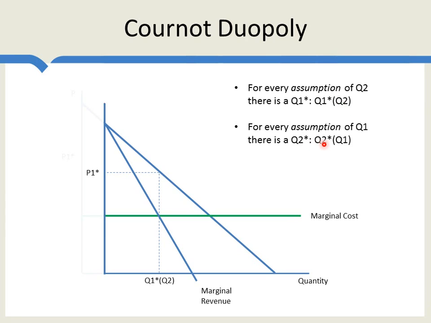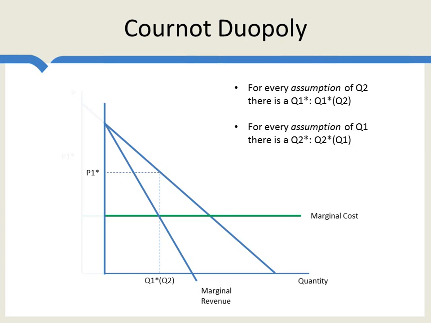There's a similar story for firm 2. For every assumption of what firm 1 does, there's a profit-maximizing output, Q2 star, which tells you the best response of firm 2. Now, a lesser mind would have given up at this stage, because what Cournot has done so far is show that for every Q2, there's a best response, Q1 star. And for every Q1, there's a best response, Q2 star. But it's not at all obvious that these are consistent. It's not at all obvious that one can find a solution to these two equations. Nevertheless, Cournot was able to solve the equations and produce a solution.